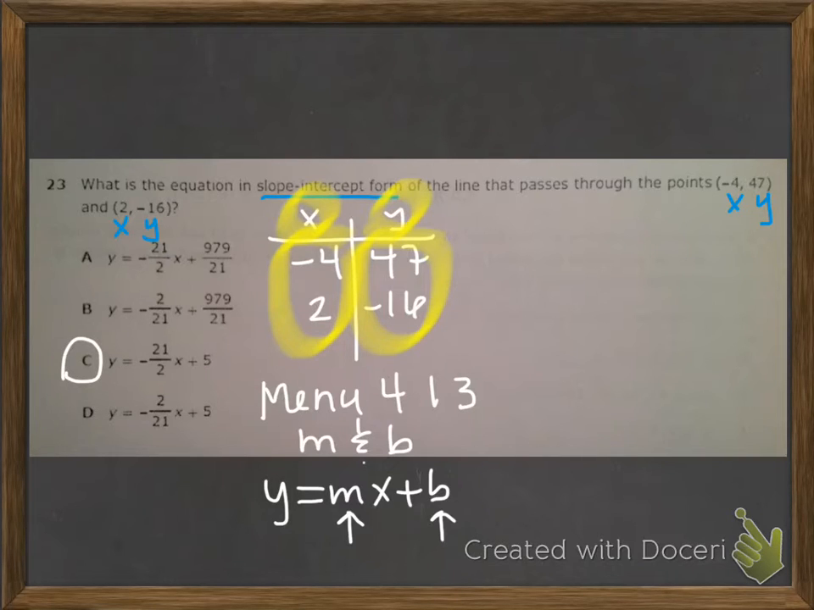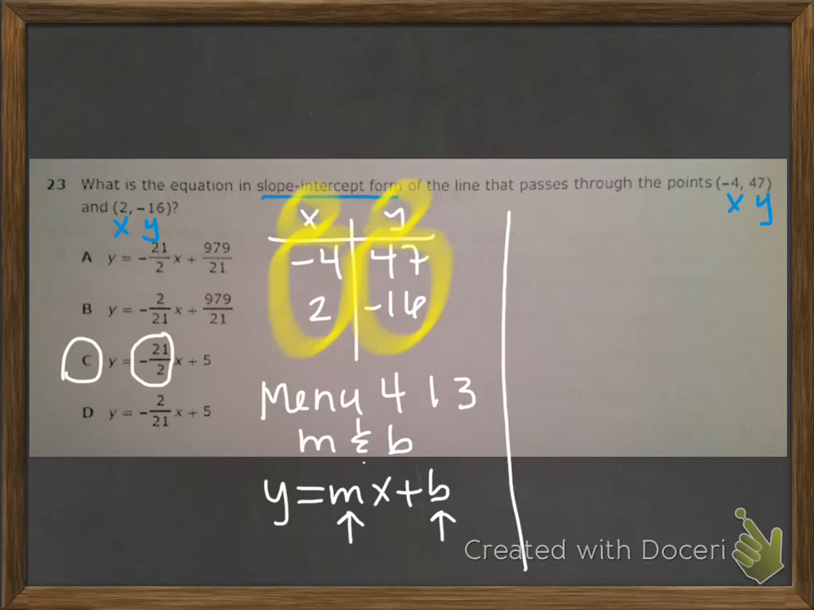In your calculator, though, the slope is probably not going to be given to you as a fraction, so you'll probably have to convert that to a decimal and then see which one matches. So that's one way you can do it in the calculator.